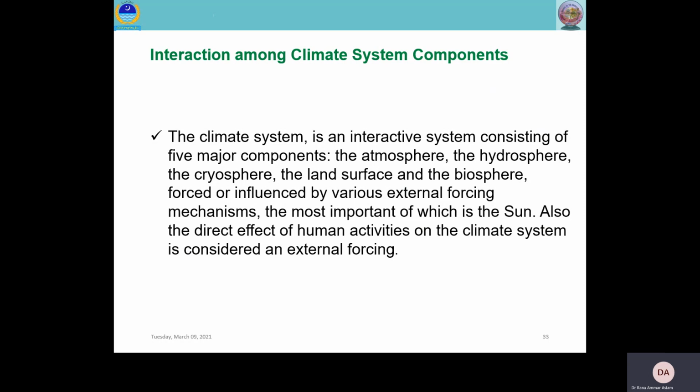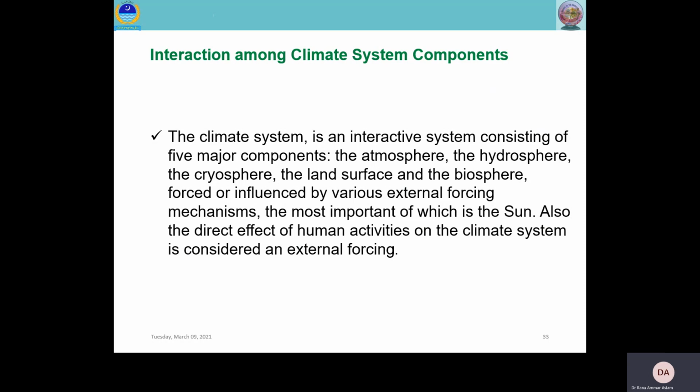And the second one is the humans. Humans also act as an external influencer for the climate system, and they can influence its normal working. For example, the atmosphere has its defined composition. In its pure form, it has nitrogen 78%, oxygen 21%, and carbon dioxide like 0.03%.